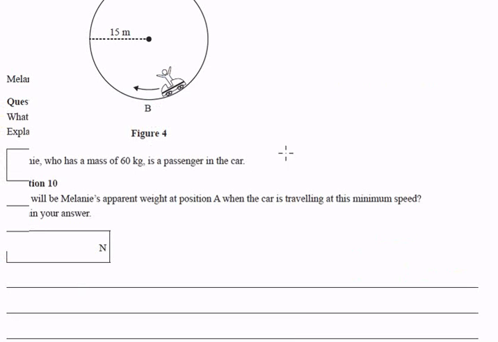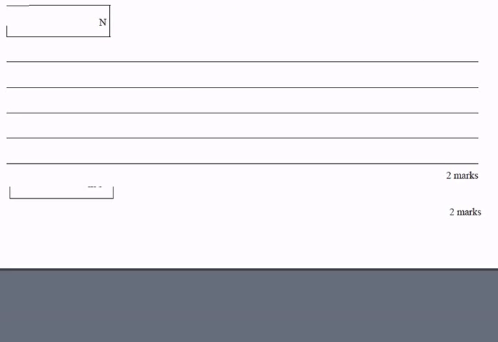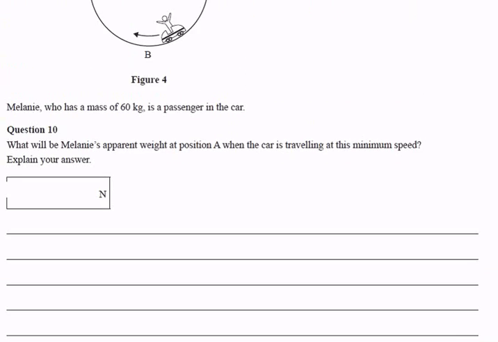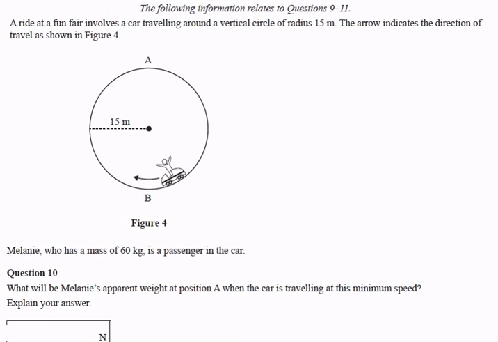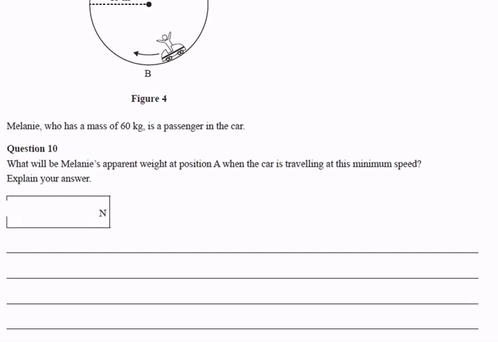Next question. Alright, that's the same diagram with the radius there. Mary's mass is 60, she's a passenger in the car. What will Mary's apparent weight be at position A when travelling at this speed? Explain your answer. It turns out her apparent weight is 0.